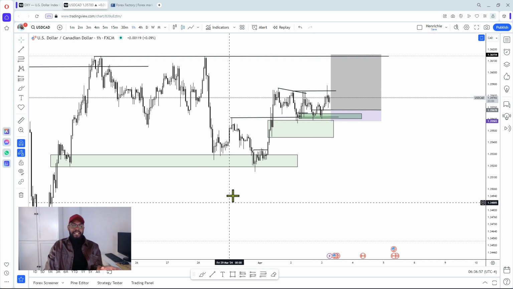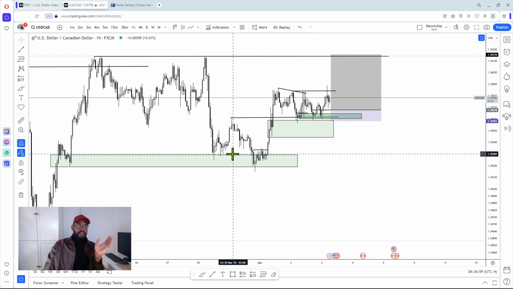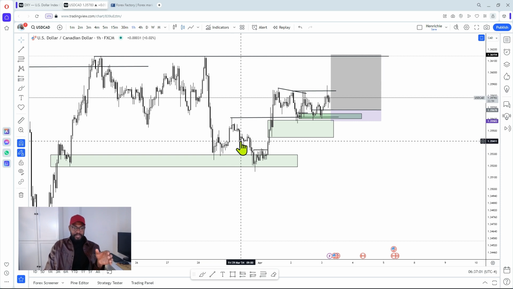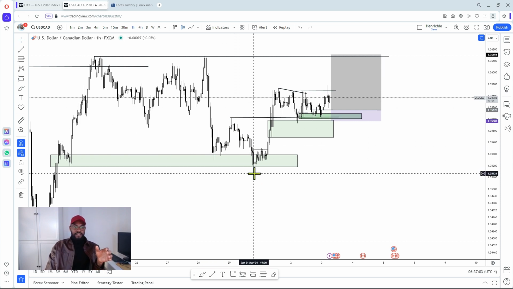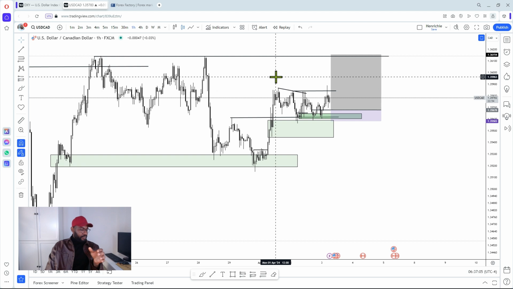So you can see how I'm aligning the 1 hour, 4 hour, and the weekly time frame. Now, after taking liquidity from a weekly low, we want to see a break of structure on the 1 hour time frame.